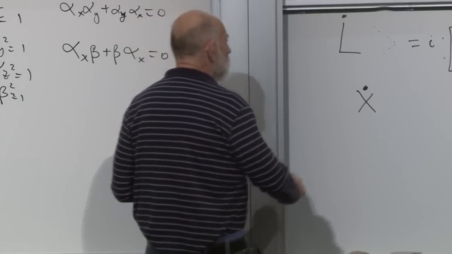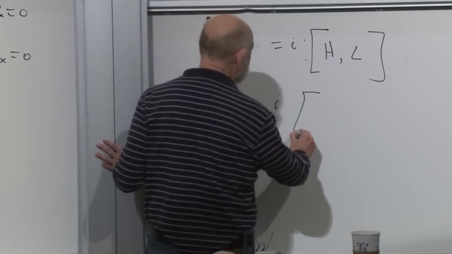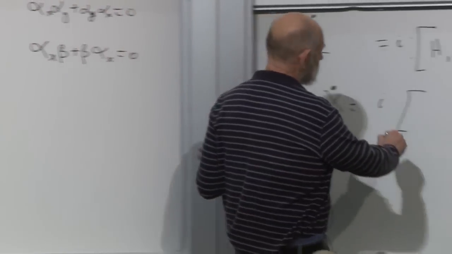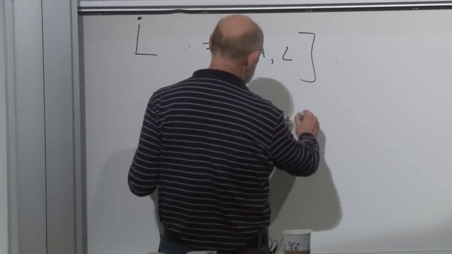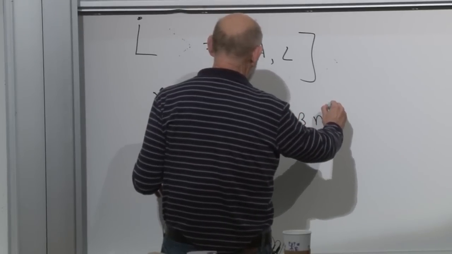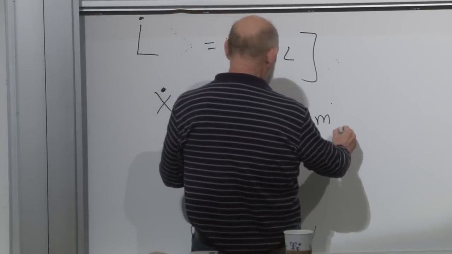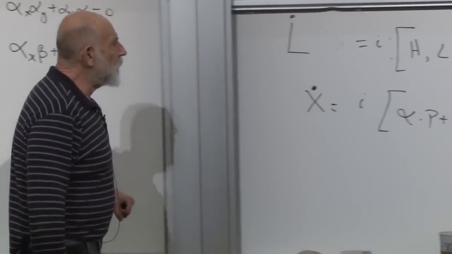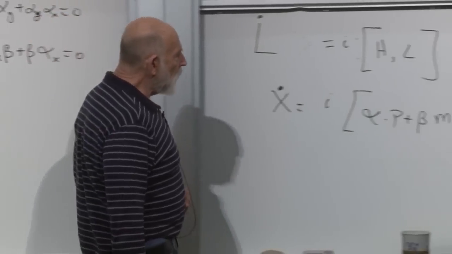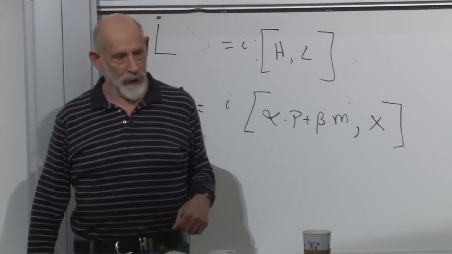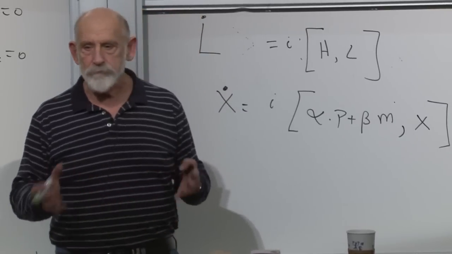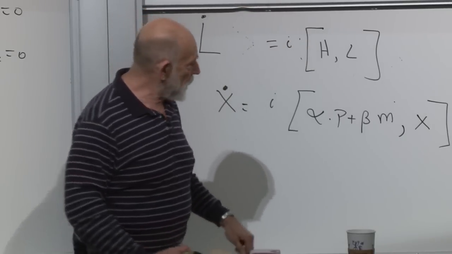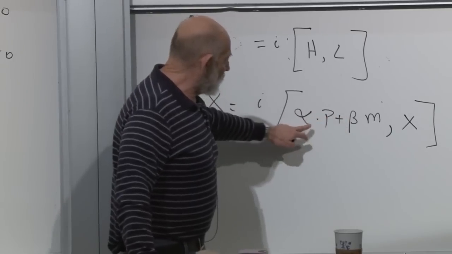Okay, so this shouldn't be too hard. It's i times the commutator of H, which is what? Alpha dot p plus beta m. That's H, commuting with x. Well, m is just a number. The alphas and betas, they commute with x. They're in a different space. They're not in the x space, they're in this 2 by 2 or 4 by 4 space. So beta and alpha commute with x.